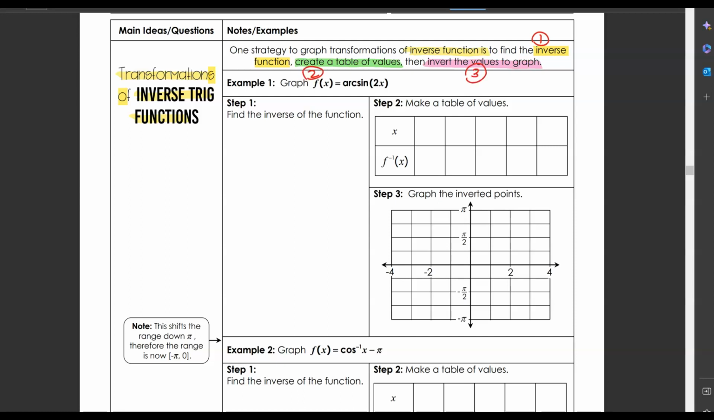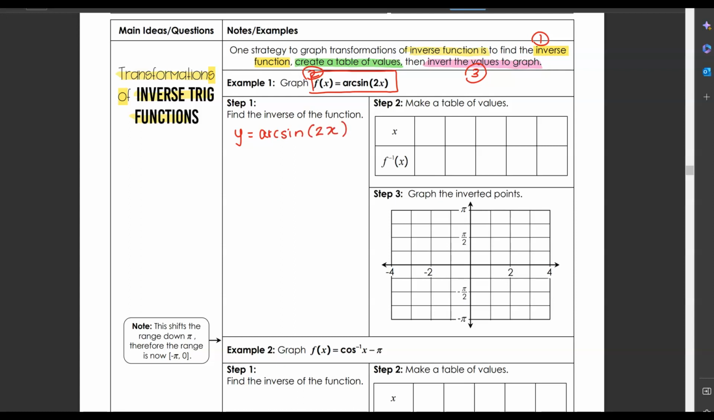So here's our 1, 2, and 3. And if we take a look at these examples, they're kind of labeled by those steps. So starting off, the instructions say to graph f of x equals arc sine of 2x. So let's go ahead and first find the inverse of this function. The very first thing we're going to do when we find inverses is set y equals arc sine of 2x.